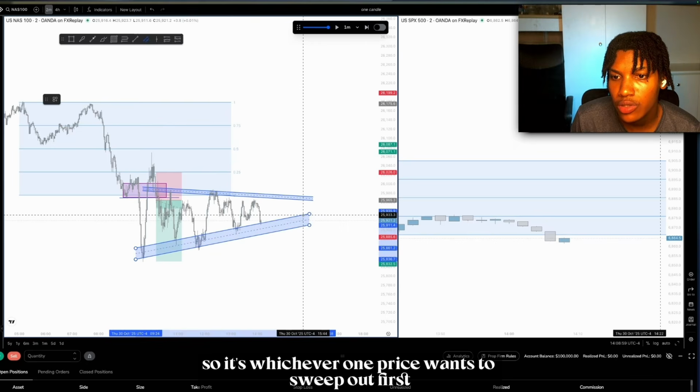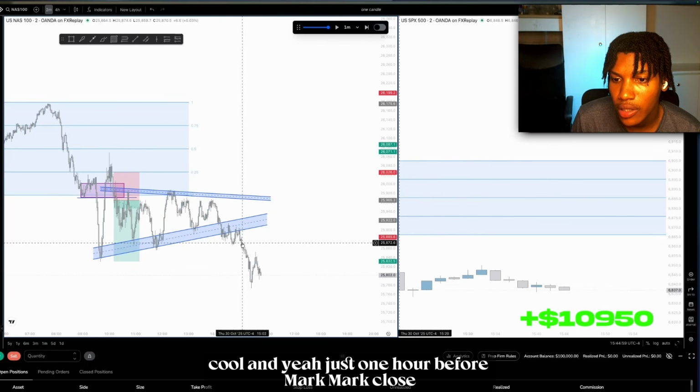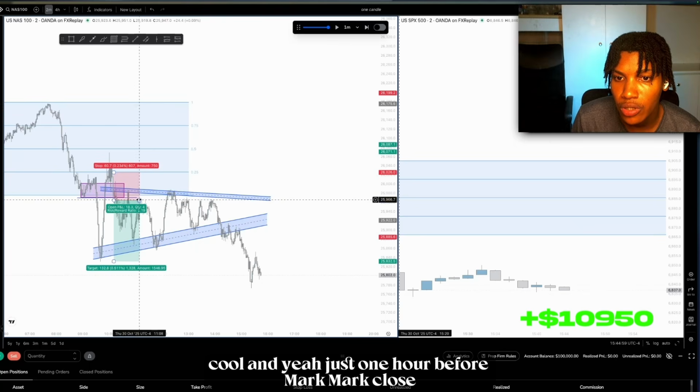So it's whichever one price wants to sweep out first. So we're gonna wait and see. Okay, sweep on the lows first. Okay, cool. And yeah, just 1 hour before market close.